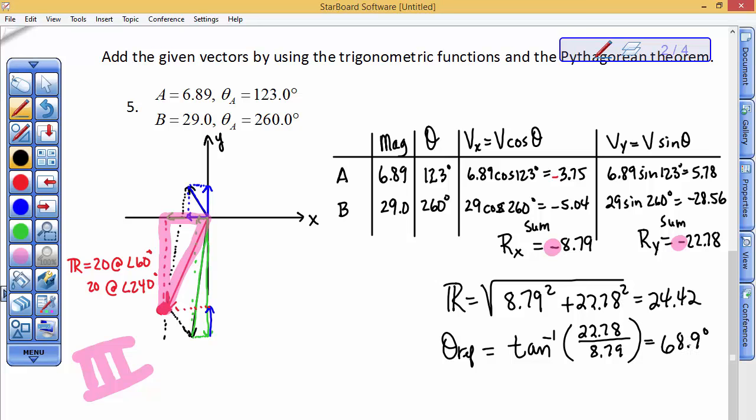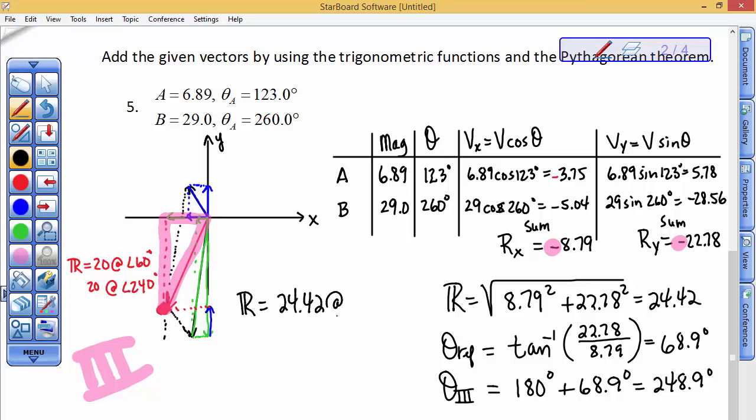And then finally, because I know I'm in the third quadrant, my table establishes that if I take 180 degrees and add the 68.9, I'll get my final answer of 248.9 degrees. So the resultant is 24.42 at an angle of 248.9 degrees. Remember over here I estimated. I did pretty good. You could also say 60 degrees south of west. I'm going to stop at this point and do the next problem when we come back.